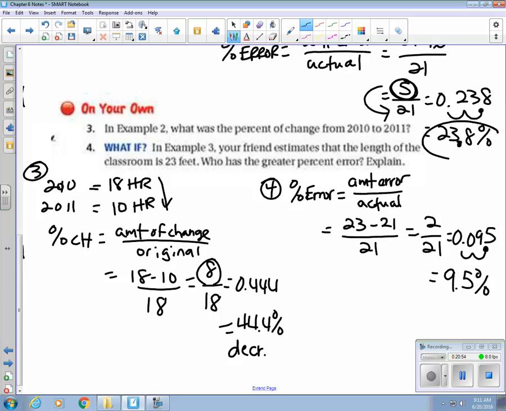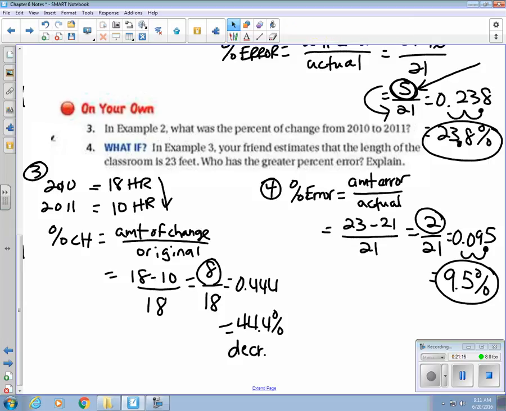So because 23.8% is bigger than 9.5%, you had a bigger percent error, which just means that your friend did a better estimate. Their estimate was closer to the actual than yours was, which makes sense. Theirs was only 2 away from the actual, and up here, yours was 5 away from the actual. So they did a better job, which means they had less error, so a smaller percent of error.